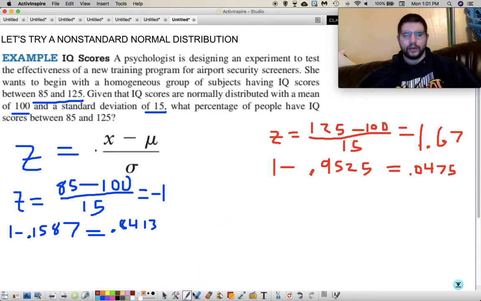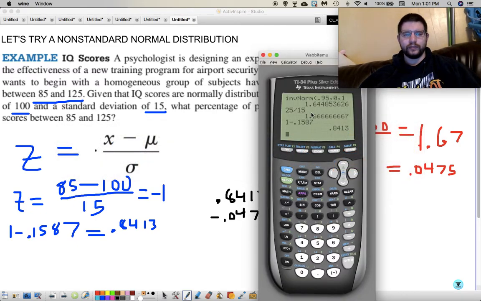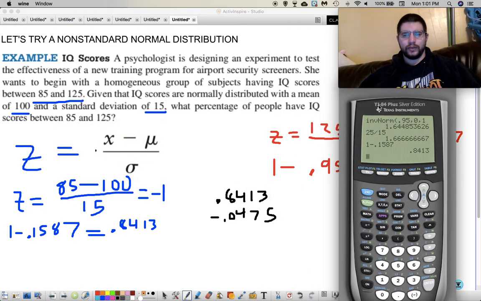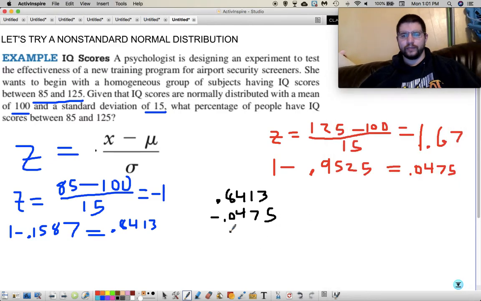So let's see. I'm going to do 0.8413. That's the area to the right of -1 minus 0.0475. That's the area to the right of 1.67. Definitely going to use a calculator on that one. And we get 0.79838.